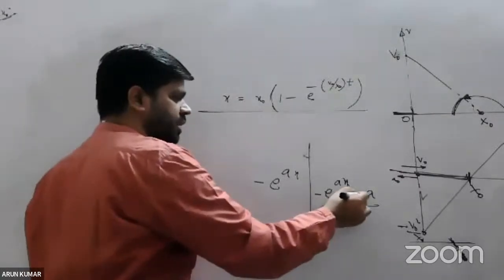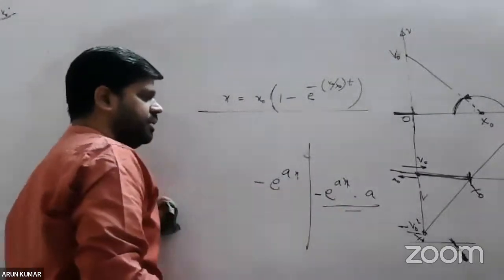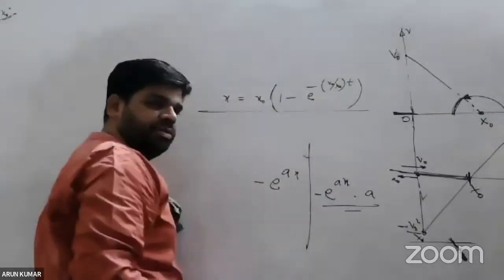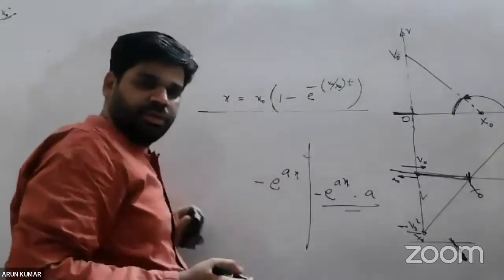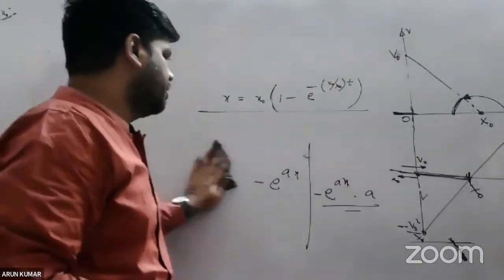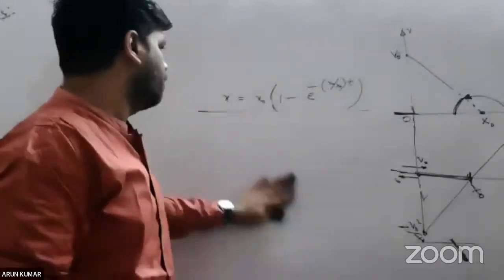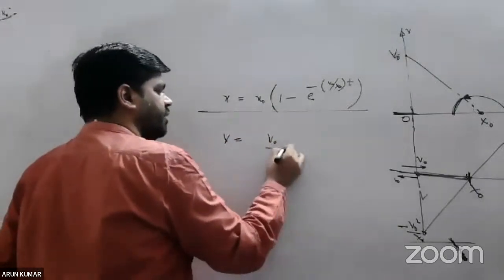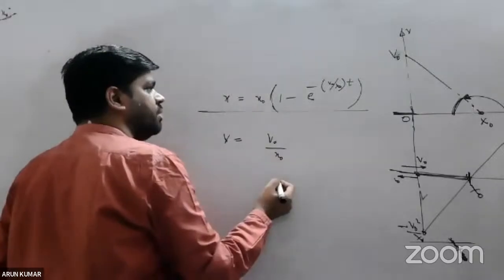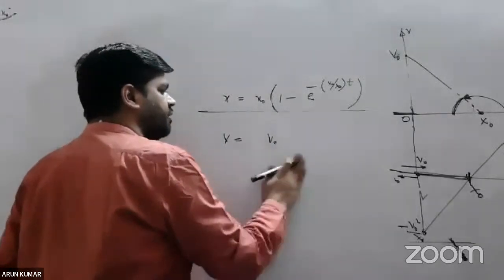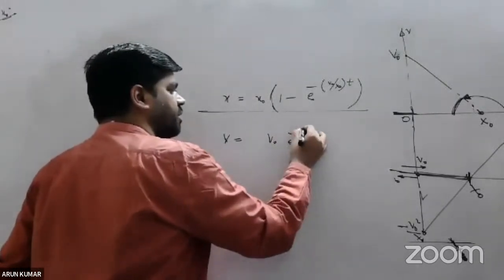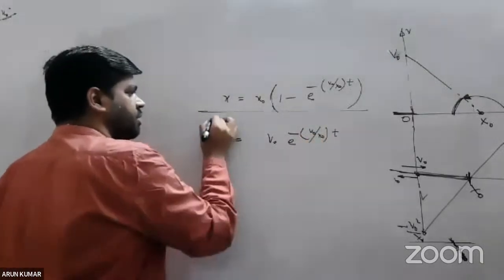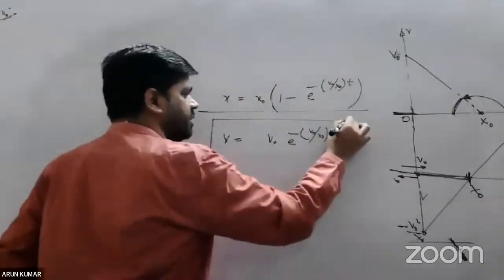Similarly, you get minus e power ax here. So minus e power ax into a is the derivative of this one. x naught is a constant, and the derivative of a constant is 0. So I get v as a function of t as v naught into e power minus v naught by x naught into t. This is v as a function of t.